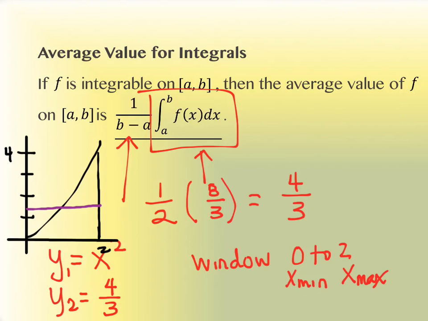Does your graph look something like this? Mine's not a very good graph because it's not very convincing even looking at it to me. But do you have a graph that looks something like this? You've got a horizontal line through the middle of it at 4/3. You've got that y equals x squared.